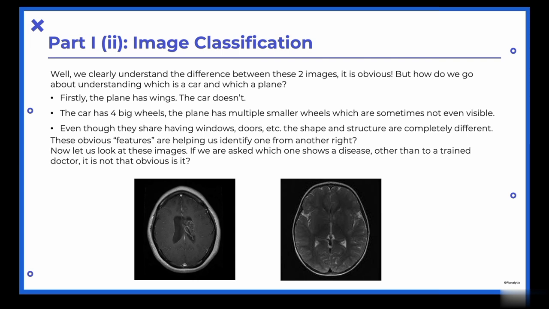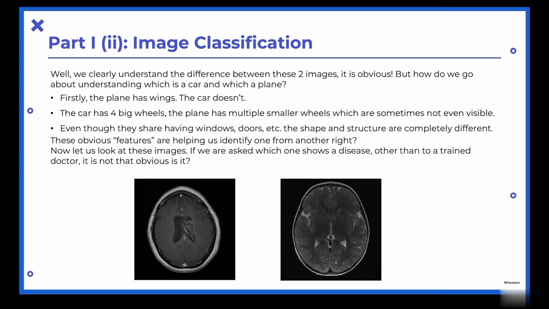Firstly, the plane has wings, the car doesn't. The car has four big wheels, the plane has multiple smaller wheels which are sometimes not even visible. Although they share the features of having windows and doors, the shape and structure are completely different. These obvious features are helping us identify one from another.